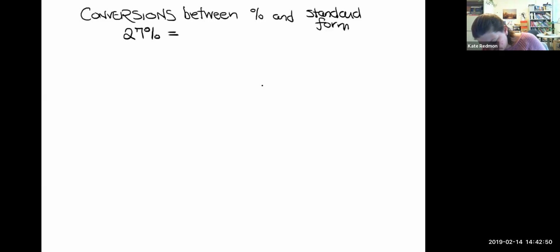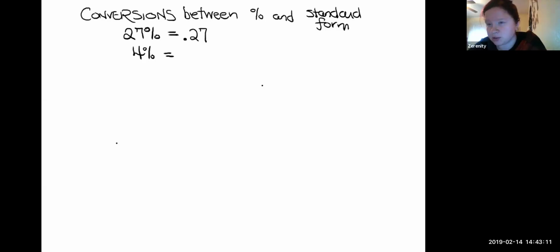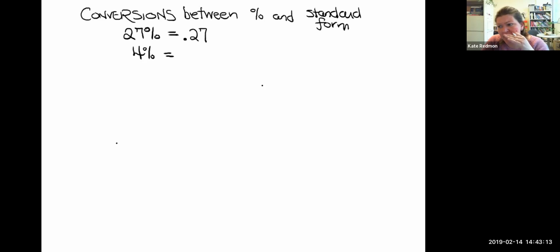Exactly, 0.27. Let's do a couple more to make sure we're good at this because we're about to flip it around. So how about 4%, one that students often mess up? If I wanted to write this without the percent sign as just a standard form of a number, what would that convert into? 0.4. Careful, not 0.4. You divided by 10. I need you to divide by 100.